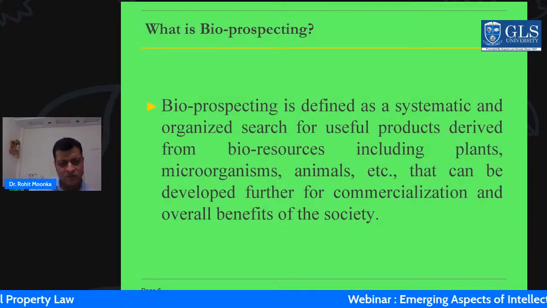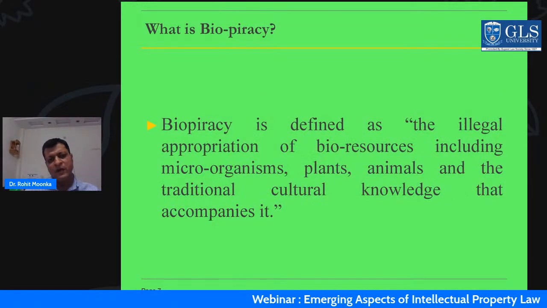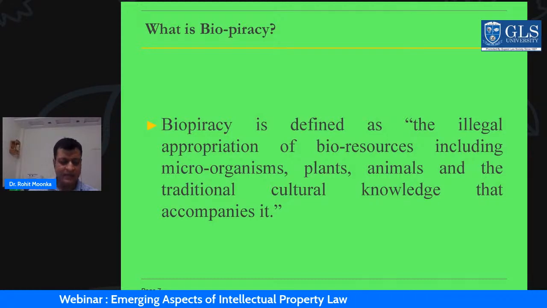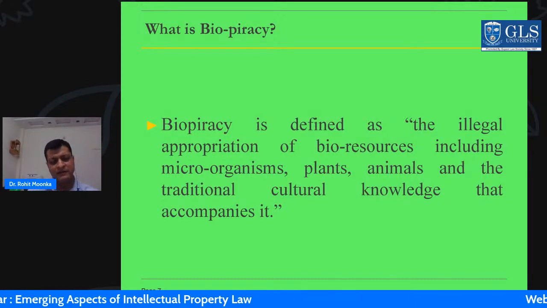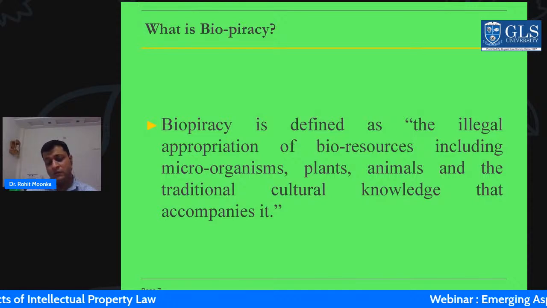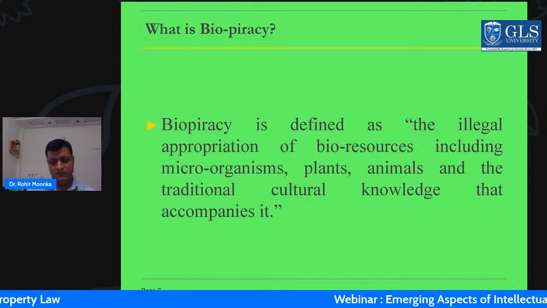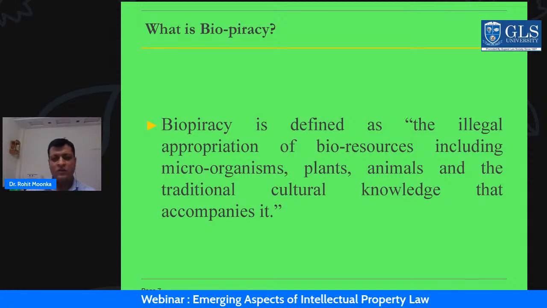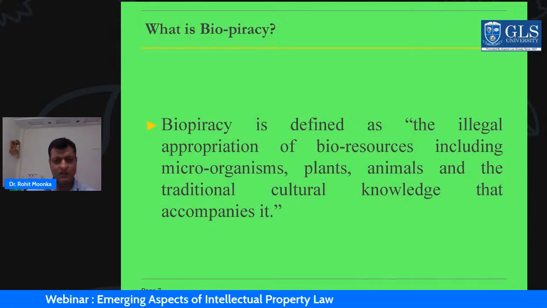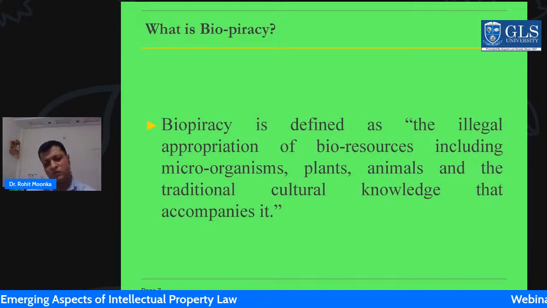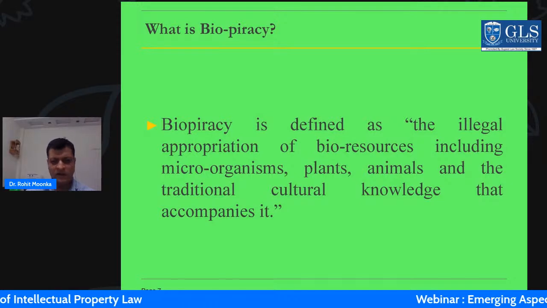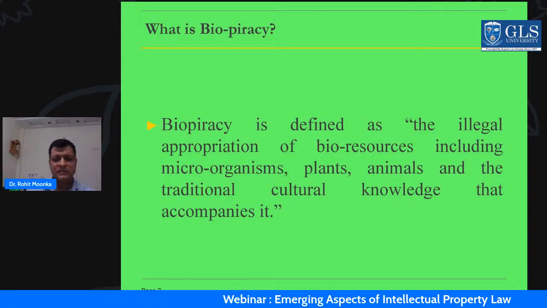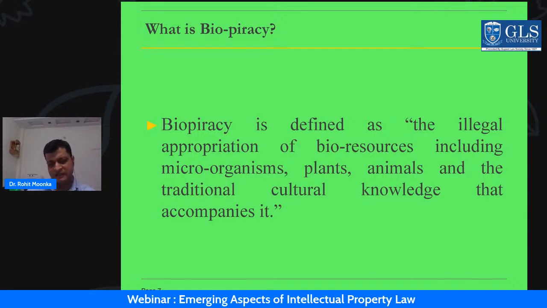Now, moving to the next slide, which is biopiracy. This is the problem. I am sure you must be aware of the term piracy or pirates. When it comes to biopiracy, it is basically illegal appropriation, or misappropriation, of bioresources, which includes plant, microorganism, and animal, and it could also include the traditional cultural knowledge which accompanies it.